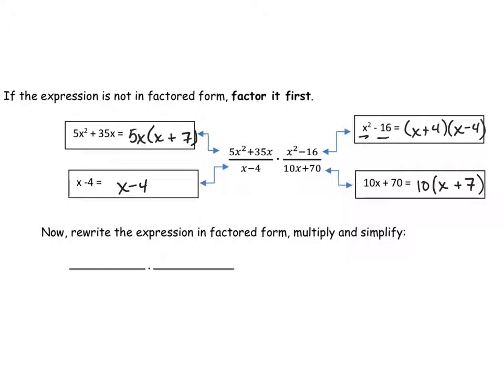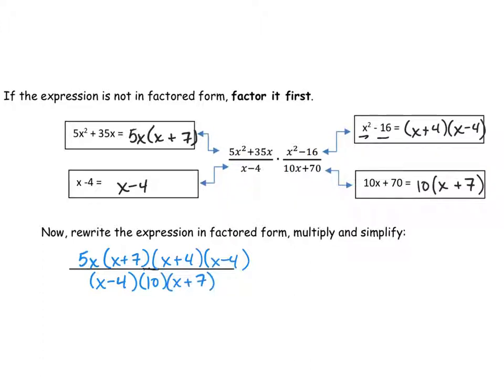So then I want to take my factored form of everything. So the 5, I don't want that in yellow. That's not a very visible color. So 5x times x plus 7. And I'm going to go ahead and make this one fraction instead of the times. That's just 1. Because when we're multiplying fractions, we're just multiplying everything on the top. So then I'm going to do the x plus 4 times x minus 4, the x minus 4 from up here. And then 10 times x plus 7.